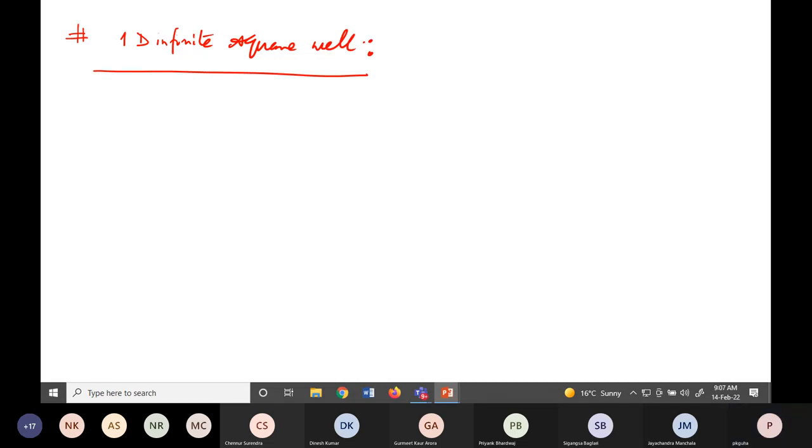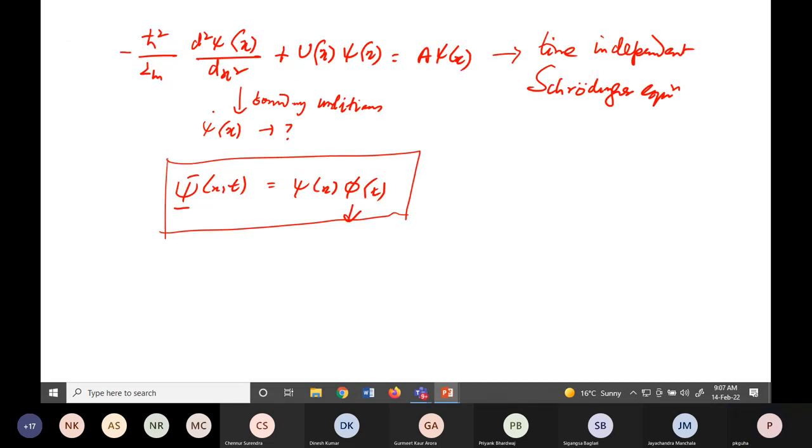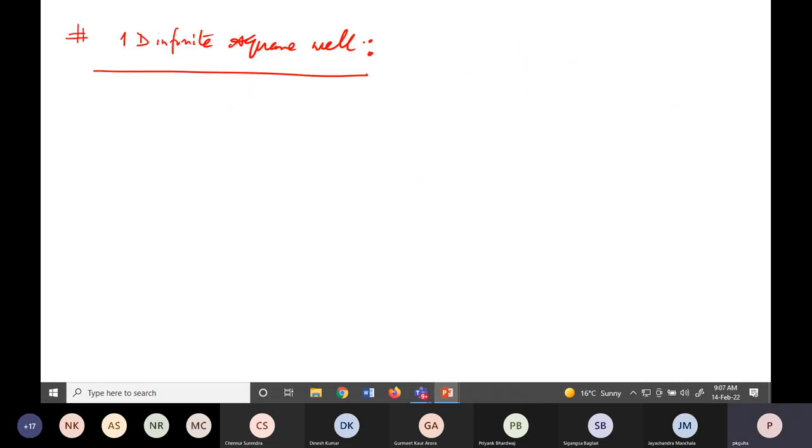So one of the examples we are trying to do here is known as the 1D infinite square well or potential well. That is the first example we are going to discuss. As I said, our intention is to find out this small psi x for a particular problem. Once we find the small psi x, we will be able to find the capital psi x t, right? So let's see how we apply those boundary conditions to find psi x.